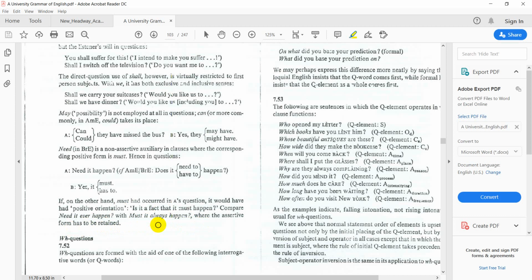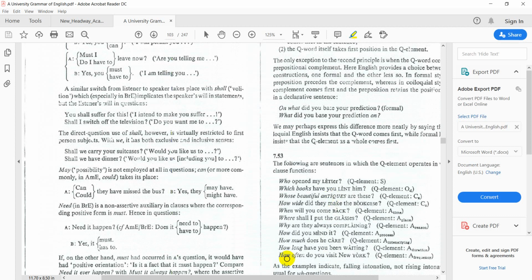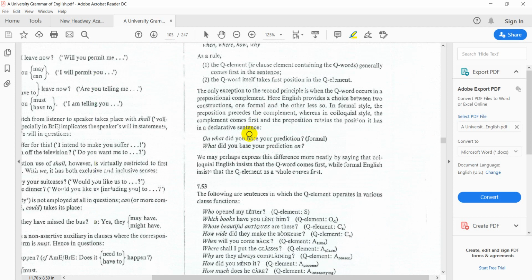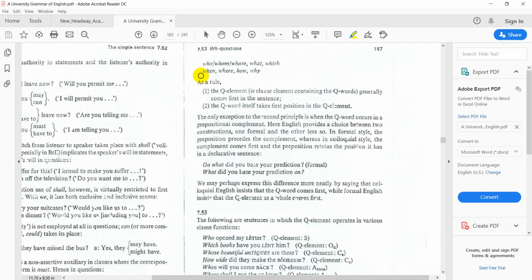Now we are going to move to WH questions. We finished yes/no questions. And now we are going to move to WH questions, section 7.52. WH questions are formed with the aid of one of the following interrogative words, or sometimes we call them cue words. These are as follows: who, whom, whose, what, which, when, where, how, and why.